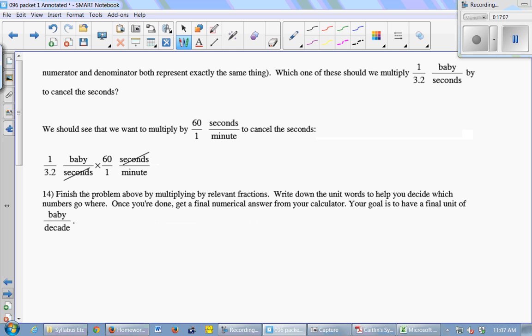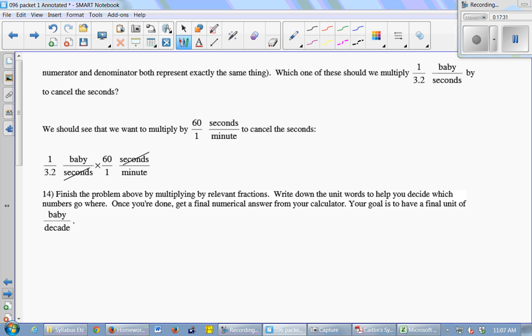Okay, so this is what this looks like. You have 1 baby every 3.2 seconds times 60 seconds every minute. The seconds cancel, and now we can calculate how many babies per minute are born. And we're going to finish this problem. I'm going to keep multiplying by the appropriate fraction that is actually 1, right? So until I get to decades.